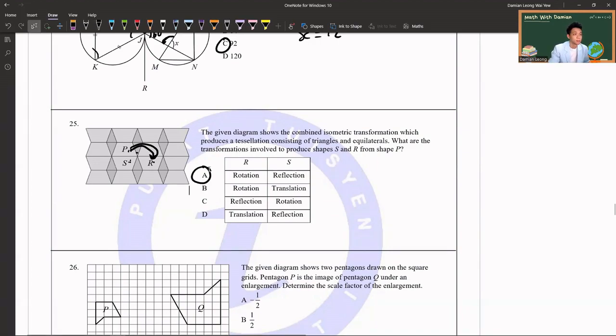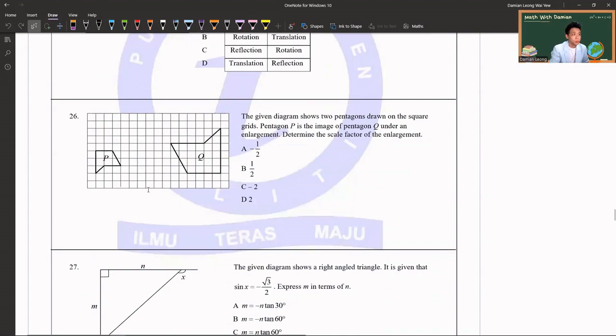Answer A. If you have trouble identifying, what you can do is see from a different perspective. Try to flip it, rotate it. See how you can compare the object and the image.